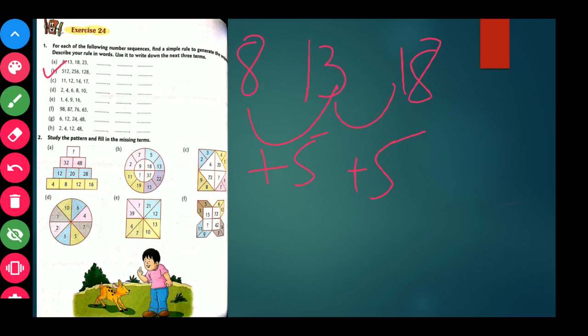So the last term is 23. Add 23 with 5 and the answer you will get is 28. Now add again 5 in 28 and you will get the next number, and similarly when you add 5 you will get the another next number.